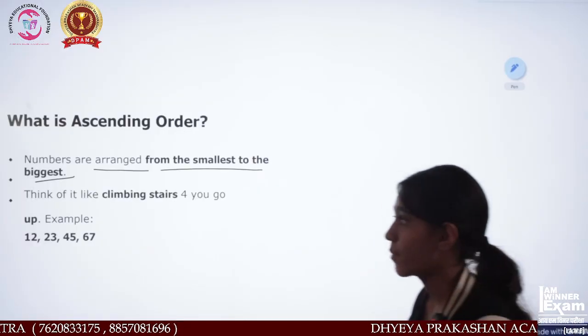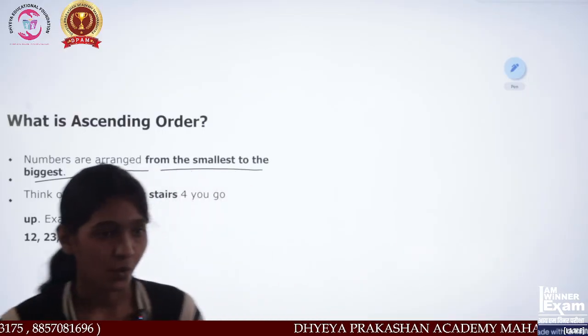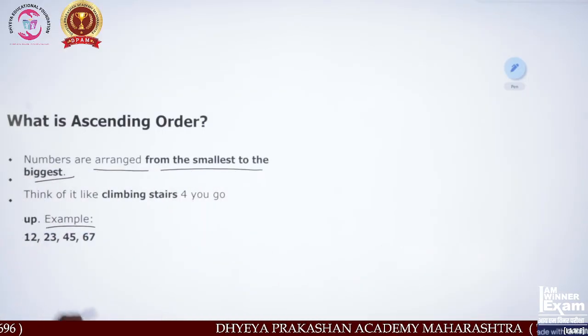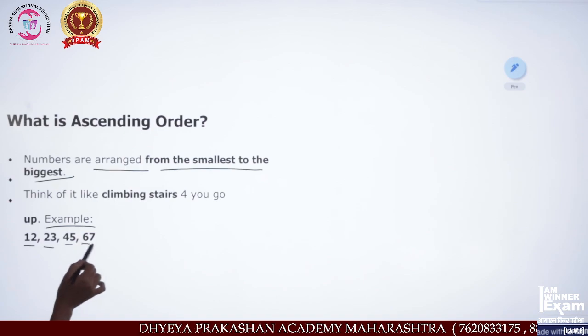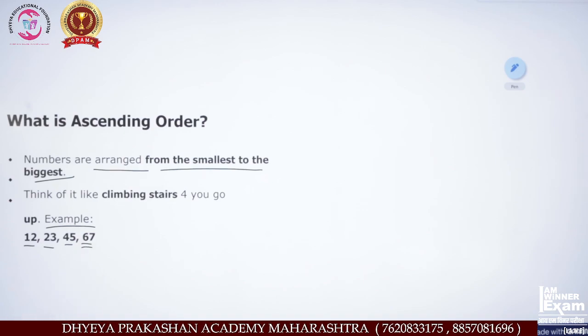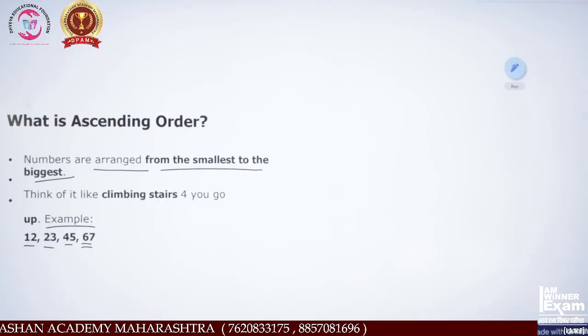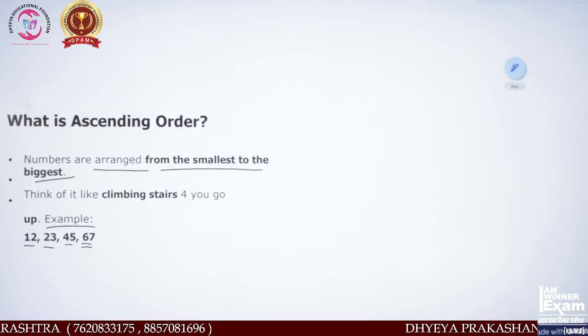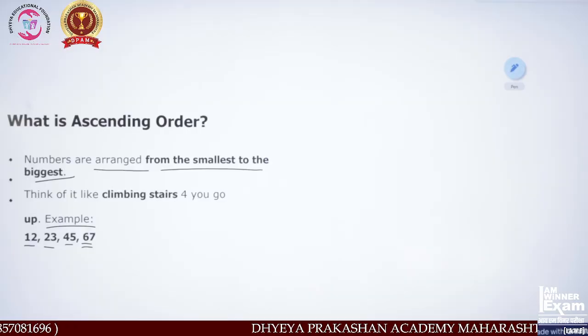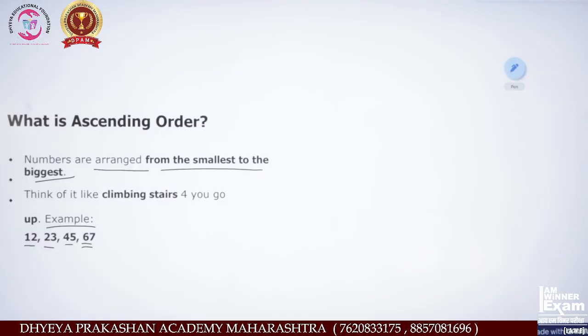Think of it like climbing a stair. Examples: 12, 23, 45, 67. As you can see in this series, the numbers start from 12, and 12 is the smallest among the other numbers. After that there is 23, and 23 is the second smallest compared to the others. This is how we arrange ascending order, just like climbing the stairs or going up.